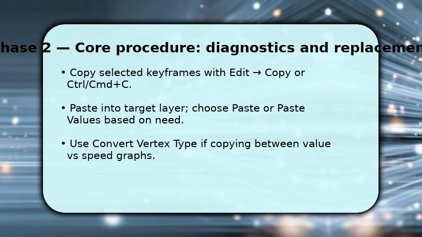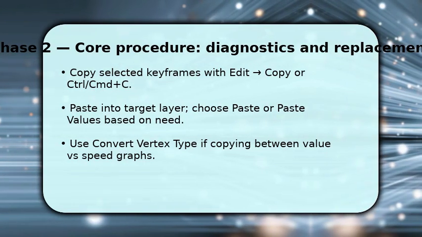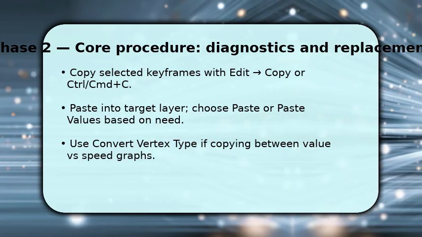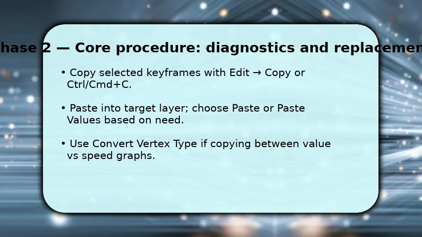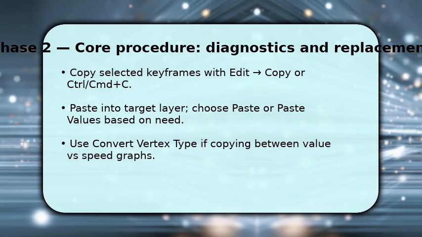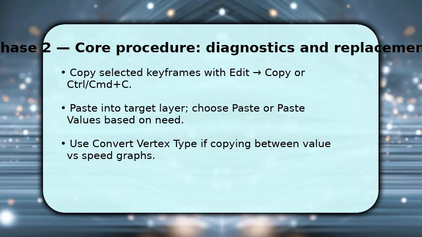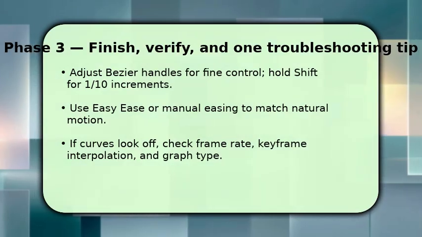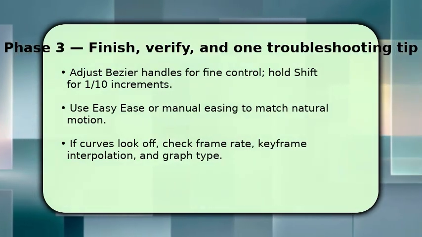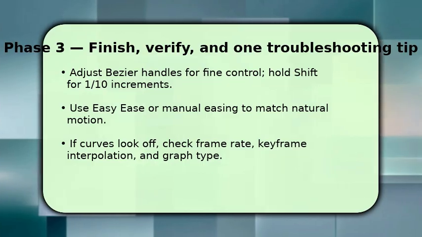Once pasted, use the graph editor's convert vertex type or manual handle adjustments to match curvature. If you need exact timing, use time remapping or alt-drag to align keyframe positions. Because timing differences break the intended motion, you finish by refining handles and easing so the copied curve feels natural. Nudge tangents for subtle changes and apply easy ease where needed.